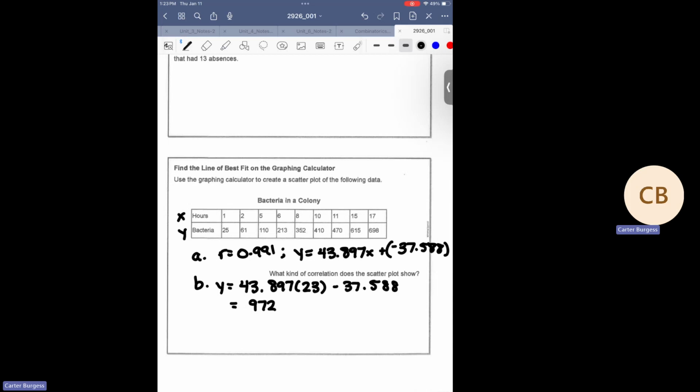972. Depending on where the rounding was, I've heard 971, I've heard 972. I think the first time I ran this, I got 972.014 or something. But does it make sense to talk about having like 0.01 of a bacterium? Not really. And so we'll just say that we would expect to have about 972 bacteria.